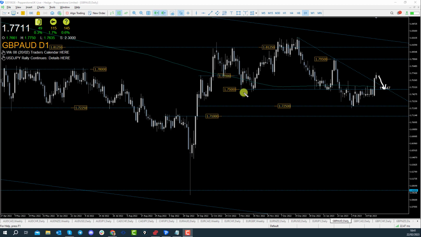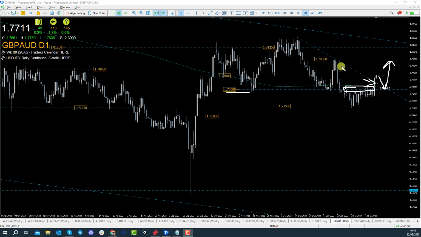So I still have the 1.75 handle highlighted here, because you can see through this area it did act as resistance until price traded through. So I'd still want to see price come back down to the 1.75 handle before looking for a move.